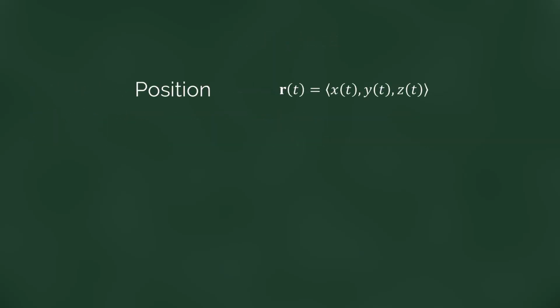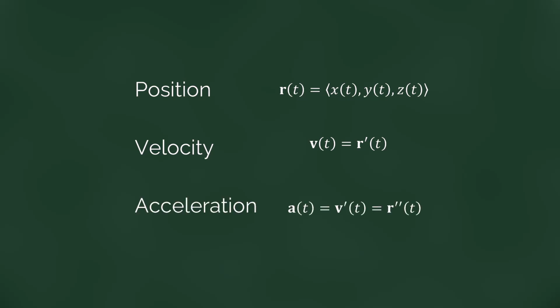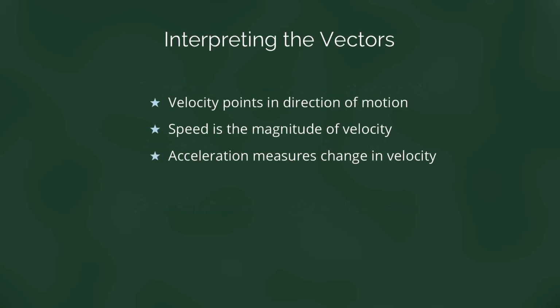If our position is given by the vector valued function r of t equals x of t, y of t, z of t, then we know that velocity is going to be the derivative of that position function, which is going to create a new velocity vector. Similarly, acceleration is going to be the vector given by the derivative of velocity, or the second derivative of the position function. The velocity vector is going to point in the direction of motion at any particular time t. The magnitude of that vector then gives the speed. Acceleration, as always, measures change in the velocity.